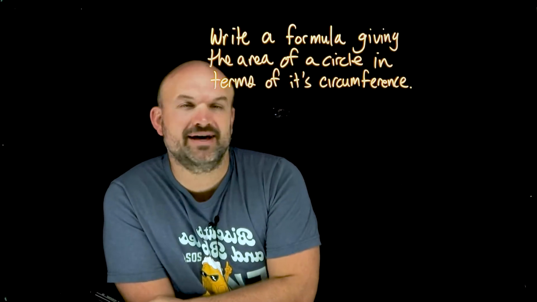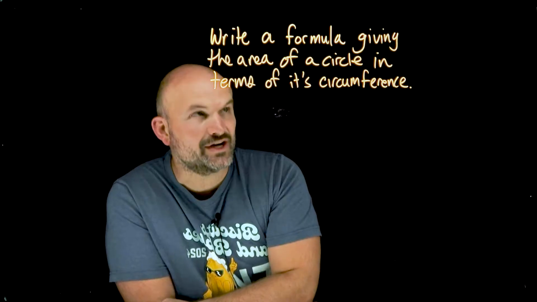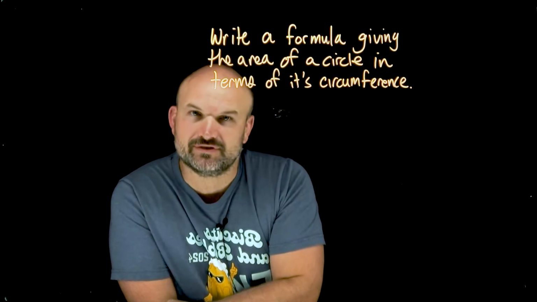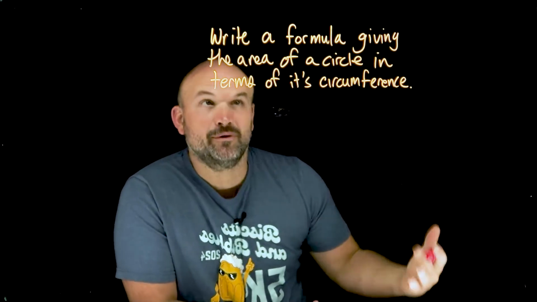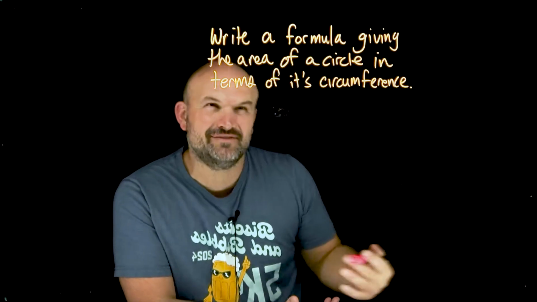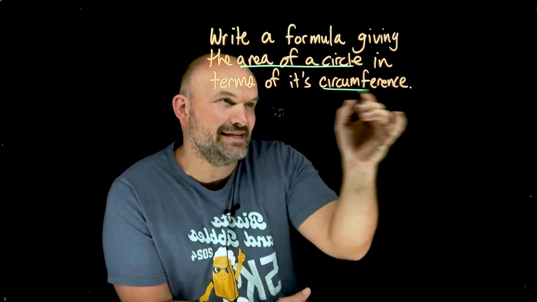So let's go and work on a problem that a lot of students get wrong. This problem says, write a formula for the area of a circle in terms of circumference. One of the confusing things here is we don't have any formula. It says write a formula, but we don't have anything. However, it does say the area of a circle and the circumference.